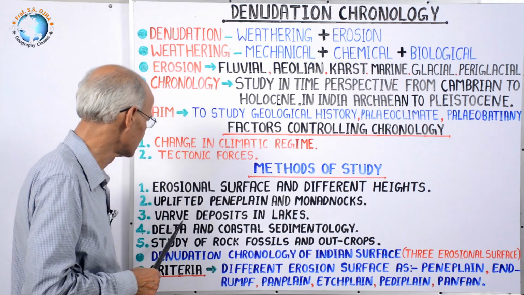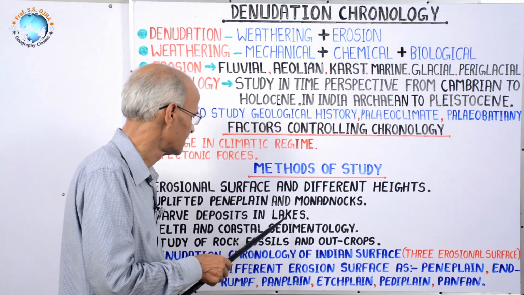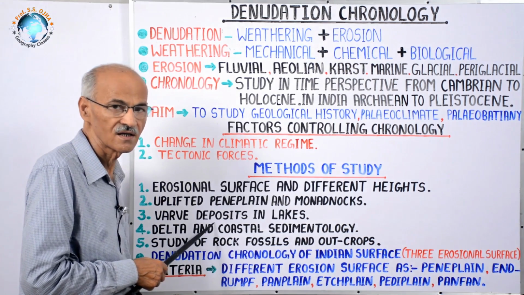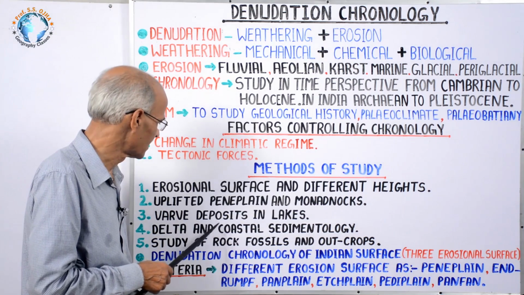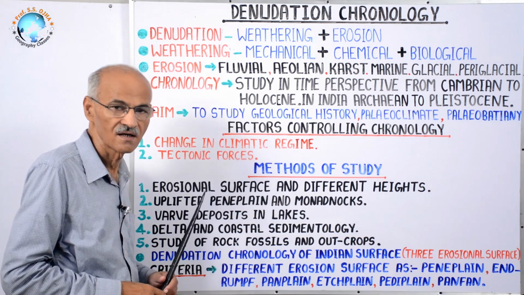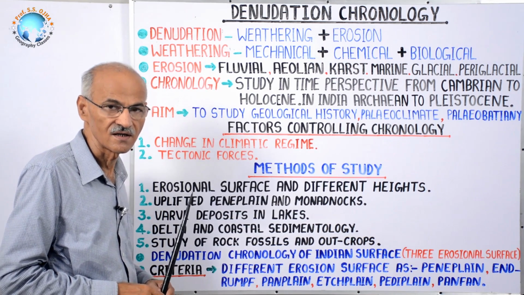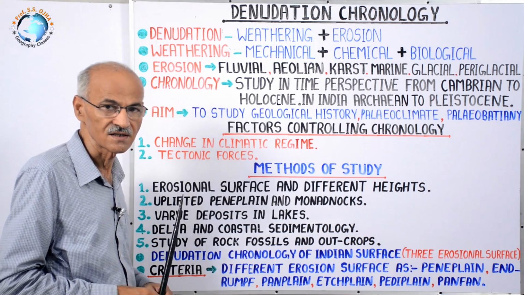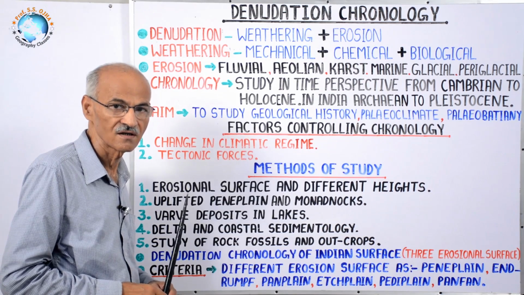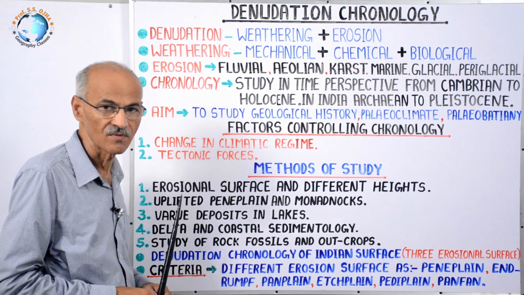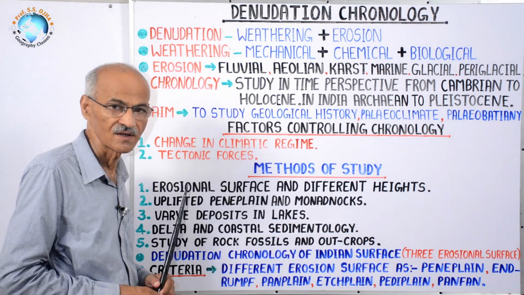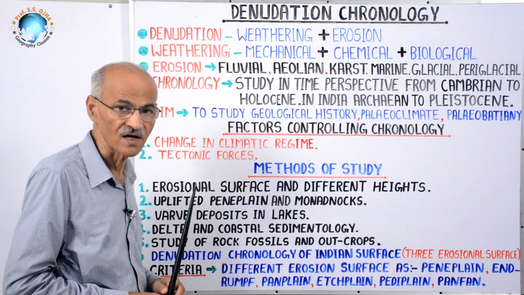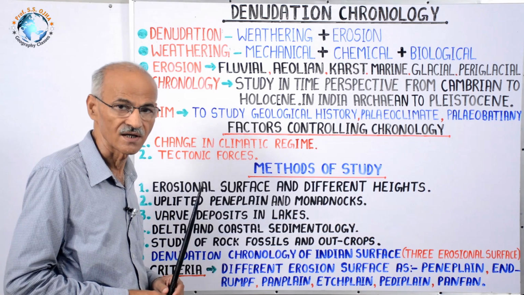The next point or method is varve deposits in lakes. In inland lakes there is deposition of sediment, and if we take a cross section, or say if we dig the deposits, we will find different layers. One consisting of clay, second consisting of coarse sand, third consisting of gravels, pebbles and cobbles. And we reach the conclusion that these deposits were the result of climatic regime, or simply say rainfall.